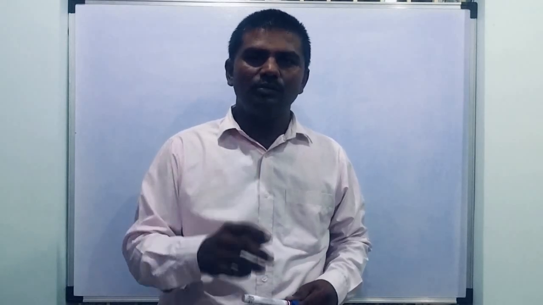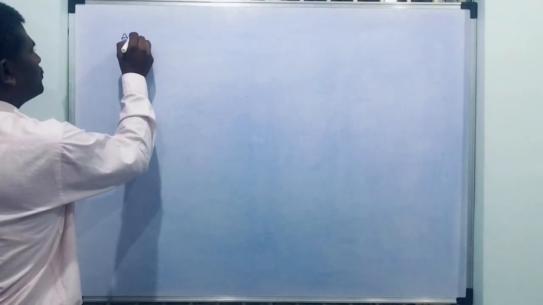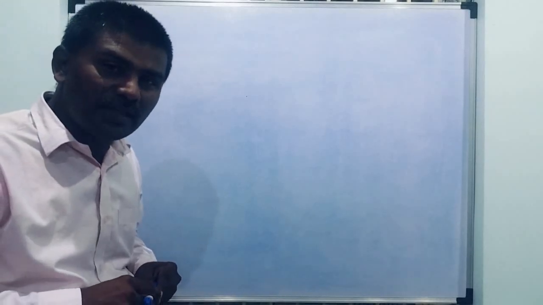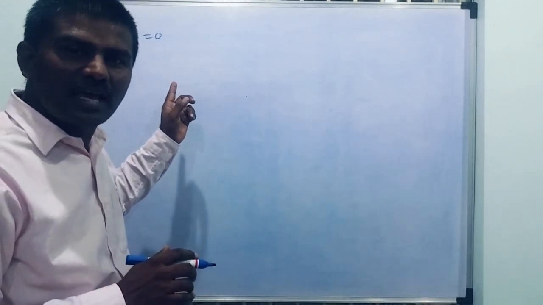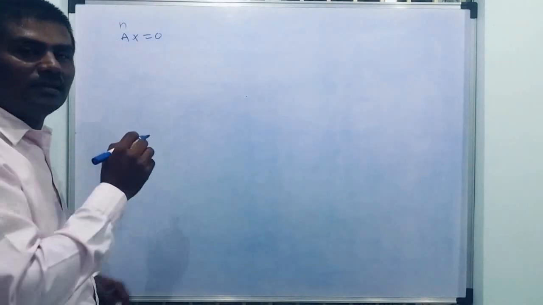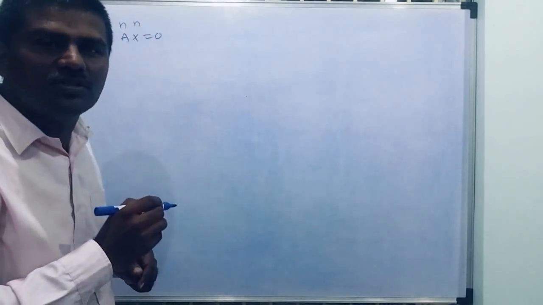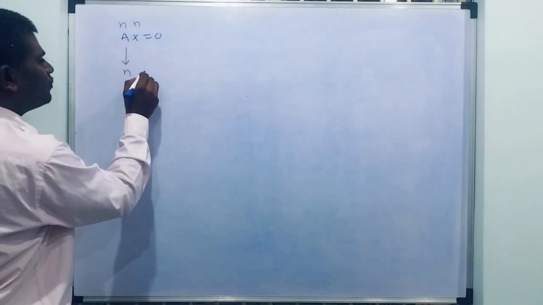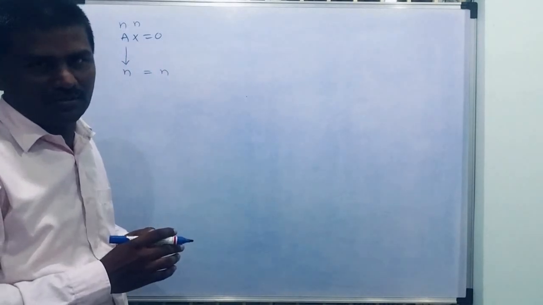To solve the homogeneous system of equations, here you have to note 2 points. First, suppose Ax equal to 0 is the given homogeneous system of equations. When will you say that this has infinitely many solutions? When will it have a trivial solution? Suppose that A is a square matrix of order n and X is the unknown matrix with n unknowns, and if the rank of this matrix is n, which is the number of unknowns, that means the system will have a trivial solution.